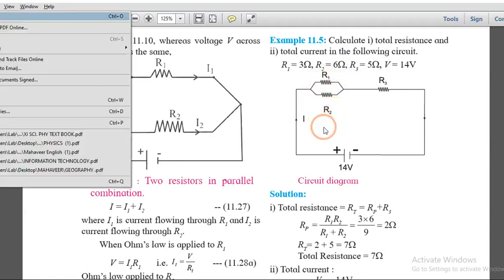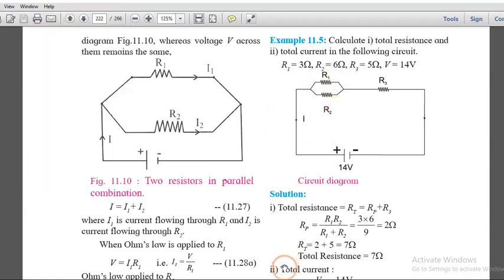Therefore, you can use the formula R1 R2 upon R1 plus R2 to find the equivalent resistance for this parallel circuit. Now R1 is 3, R2 is 6, therefore it will become 3 into 6 divided by 3 plus 6, so 18 upon 9, 2 ohm.